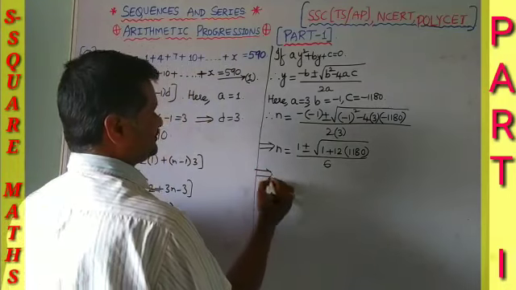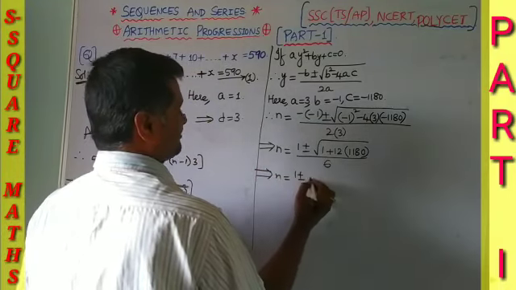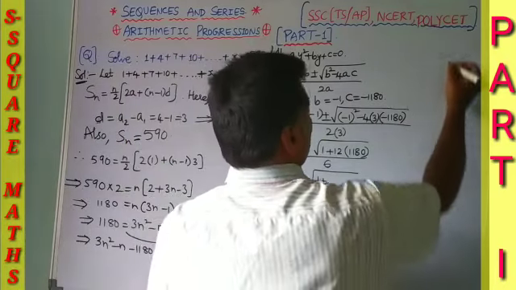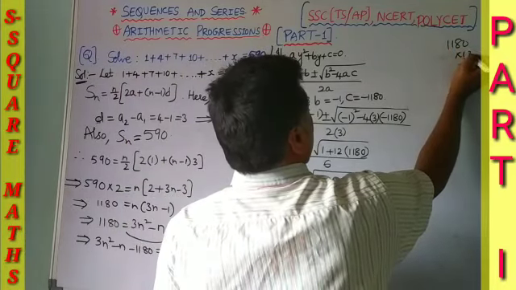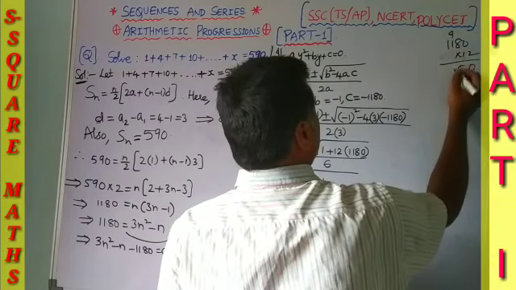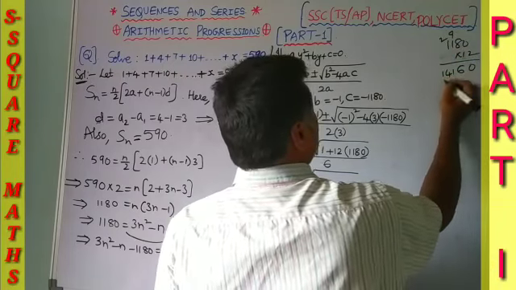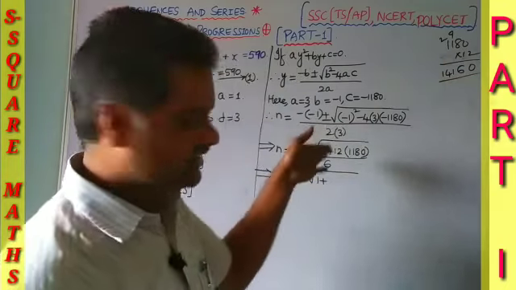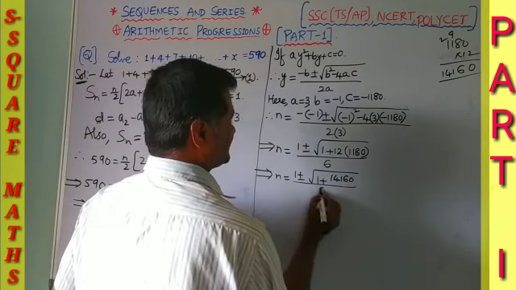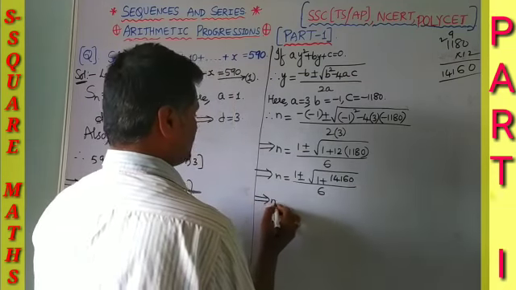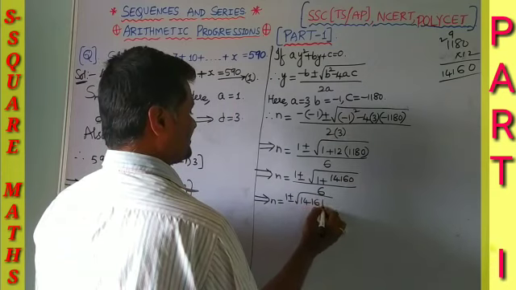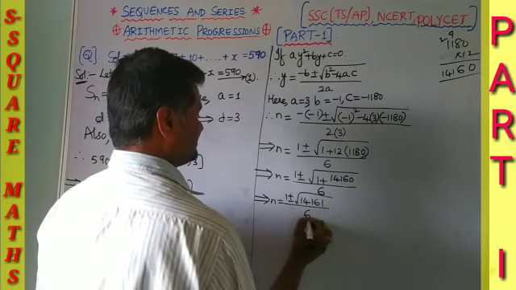So now n is equal to 1 plus or minus root of 1 plus 1180 into 12. Let us go through our multiplication here. We are going to get 14,160 by 6. So this implies n is equal to 1 plus or minus root of 14,161, after adding, by 6.